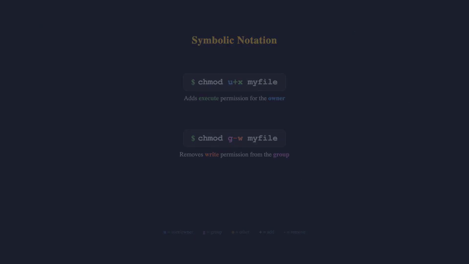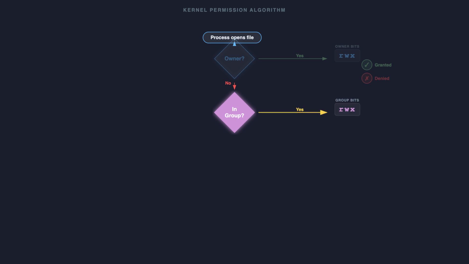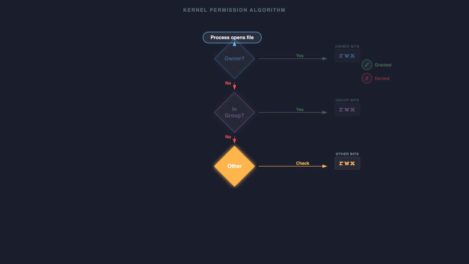So what actually happens when a process tries to open a file? The kernel runs a surprisingly simple decision tree. First, it checks, is the process running as the file's owner? If yes, the kernel looks only at the owner permission bits and nothing else. If the owner bits allow the operation, access is granted. If they don't, access is denied right there. If the process is not the owner, the kernel asks, is the process in the file's group? If yes, it checks only the group bits. And if neither of those match, the kernel falls back to the other bits.